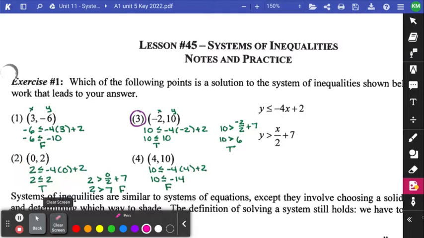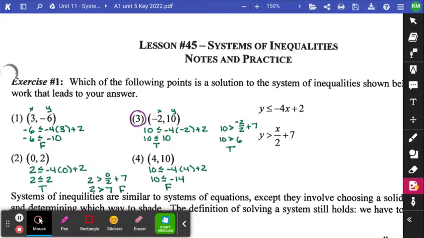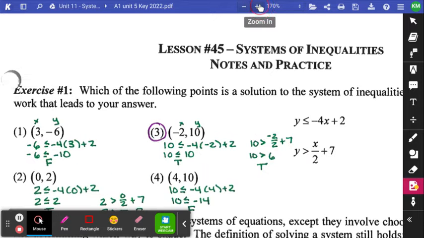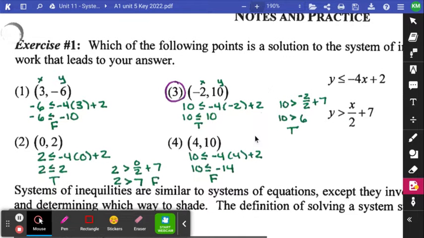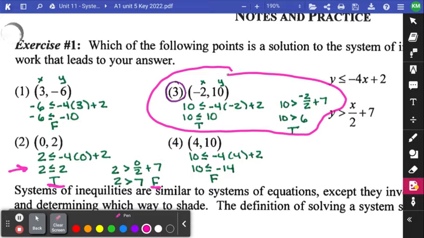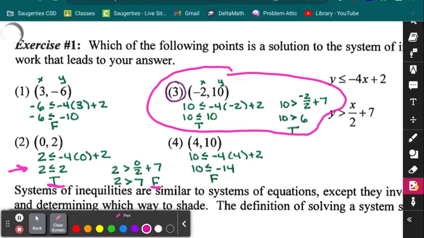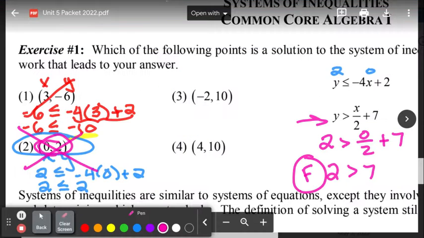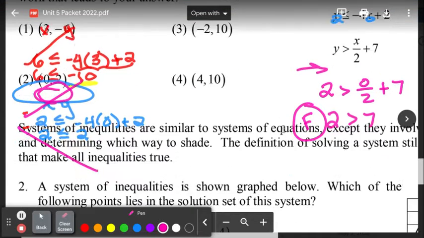So let's take a look at my key now. It's a little bit neater maybe. As I go through this, you can see my work. It's a little neater right here. One was true, one was false. Not the answer. For option 3, when I substituted the point negative 2, 10, both inequalities were true. So that's why number 3 is true. We're going to kind of bring this full circle and do a lot of true-false things today.